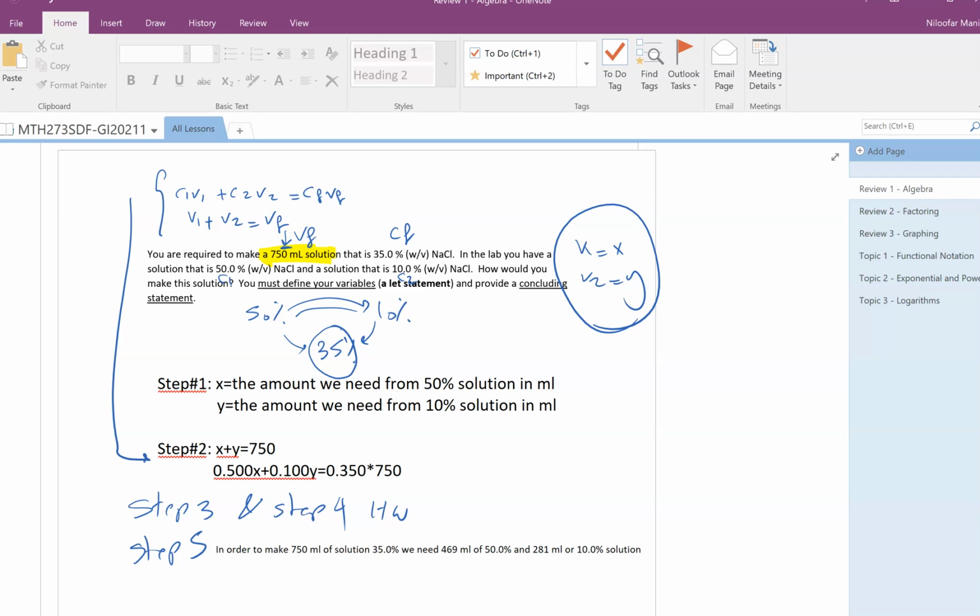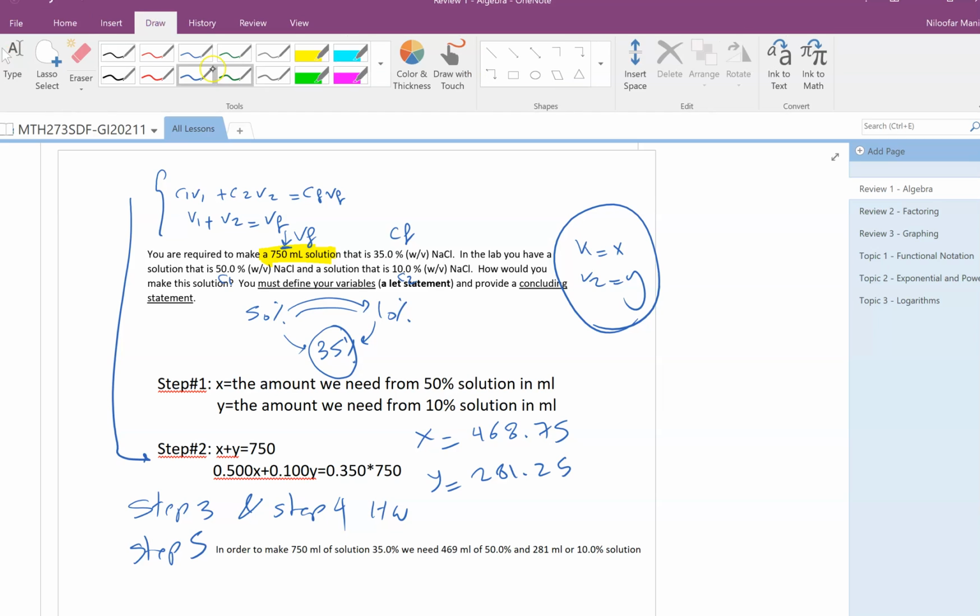Again, the statement is not, I need this and this. No, I need this from 50%, this from 10% to be added to make 750 milliliter of 35%. What is the answer? When I solve it, x is 468.75, y is 281.25. I underline that, check that. And then round it. And when I add 469 and 281, I see this is 750 milliliter.